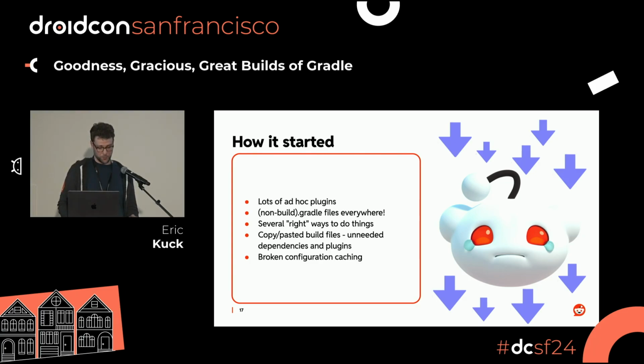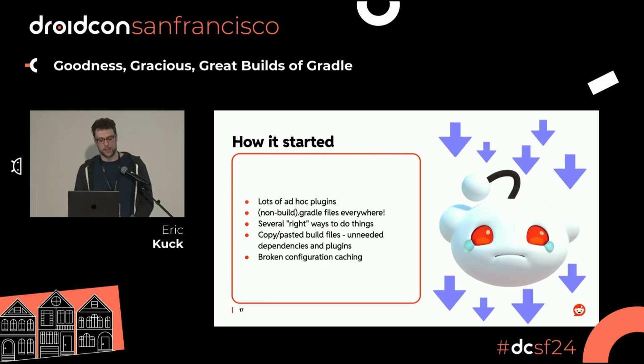We also ended up with non-build Gradle files absolutely everywhere that did lots of different things, sometimes the same things. We had several right ways to do things, which always leads to confusion. Every single build script was its own special flower. And this actually causes more issues than you would think. One person doing a slightly wrong thing, for example, breaking the configuration cache, actually breaks the configuration cache for everyone. So allowing anything to go on in your build scripts is quite dangerous.